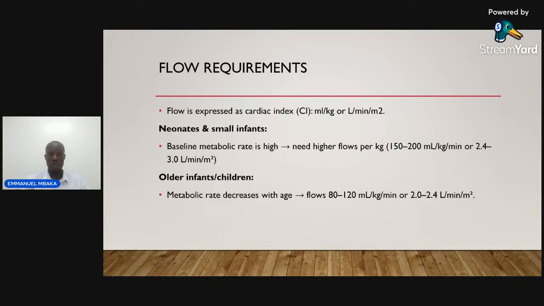So the neonates and small infants, you find that their baseline metabolic rate is high, and so they need high flows per kg. So you'll find when we are working on the neonates, we do 150 to around 200 mils per kg per minute. That's maybe a cardiac index above 2.4 to around 3 liters per minute per meter square. And then for the older children, you find their metabolic rate decreases. Their flows range between 80 to 120 mils per kg, so their index comes to around 2.0 to 2.4. Next slide.